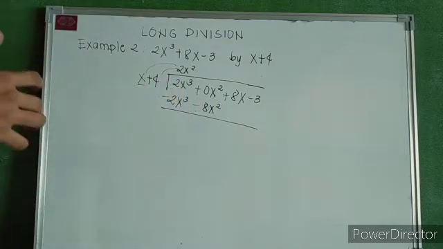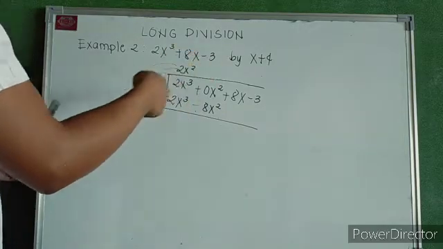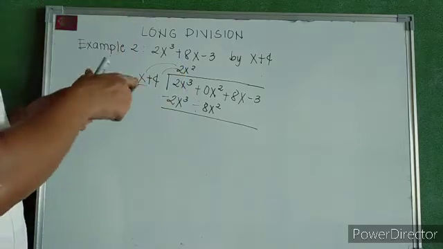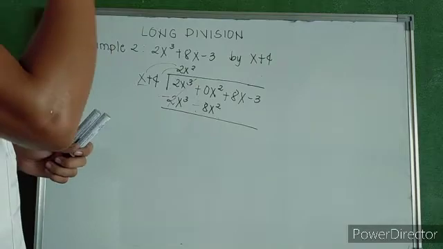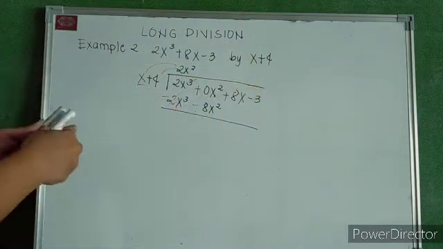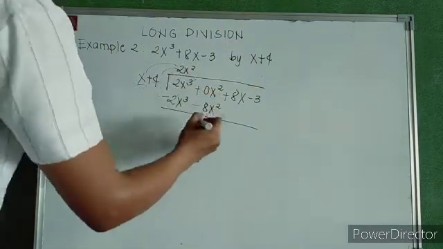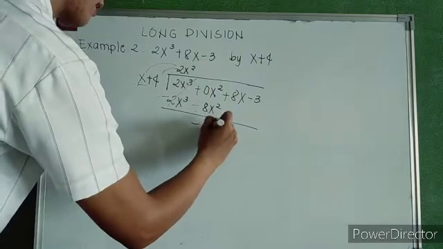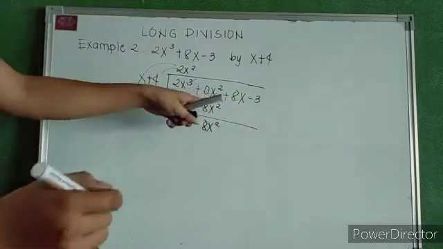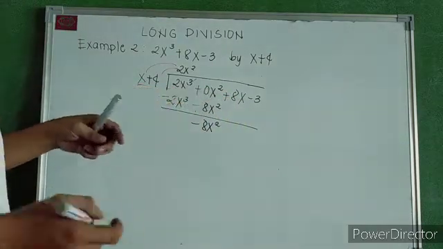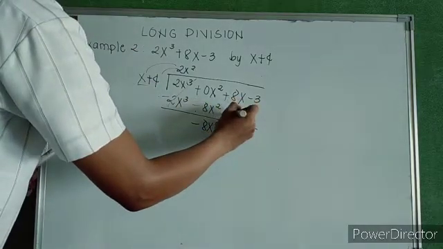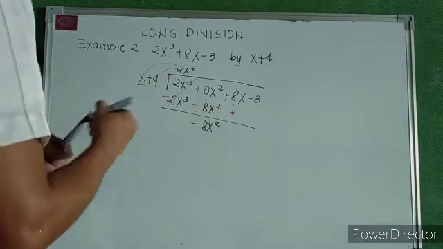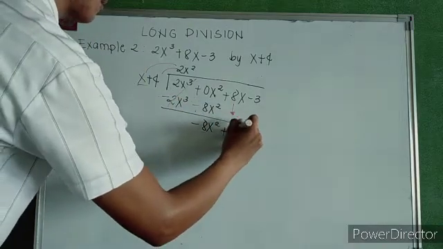Okay, so we can now proceed. So, 2x cubed minus 2x cubed, that is equal to 0. So, cancelled out. And 0x squared minus 8x squared, that is equal to negative 8x squared still, since the value there is 0. And then, we now bring down our linear term, which is the positive 8x. So, we have plus 8x.